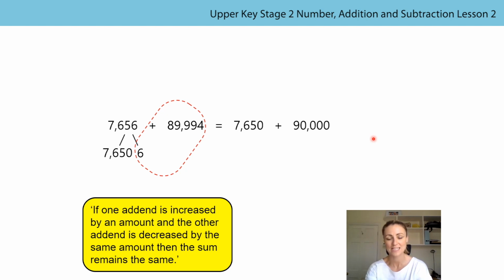So when I add 7,650 and 90,000, I can almost just use my place value knowledge here. I've got my tens of thousand, 90,000, and then 7,650. So that then is 97,650. Wasn't that much easier to calculate with than this number that felt quite unfriendly? And it's all about stopping and standing back and taking a look. Well done.